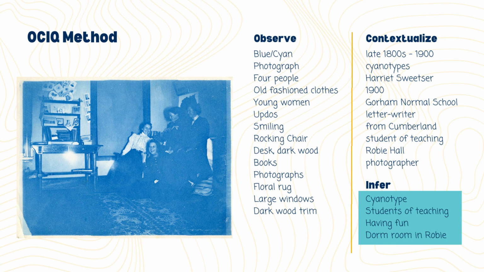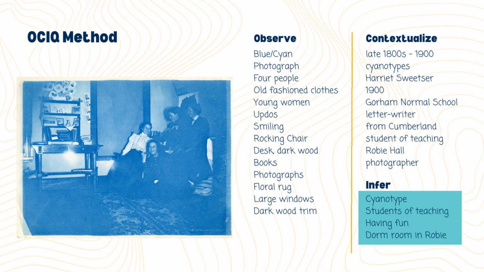Okay, now that we have all of that context, we can transform our observations, which are facts, into inferences, which are guesses, which may or may not be true. I infer that this is a cyanotype because it's blue, and I know that photographs that are blue are cyanotypes. I infer that the 4 women are students of teaching, like Harriet, because Gorham Normal School mainly trained teachers in 1900. I infer that the students are having fun because they're smiling and they're not using the books that are piled up on the desk.